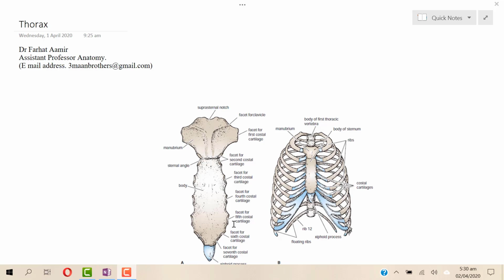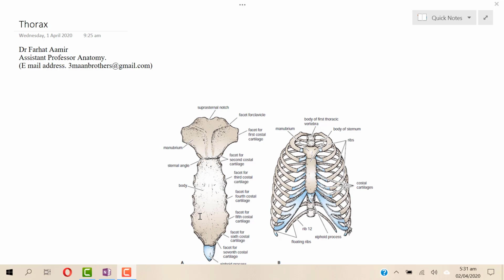If you see this bone very carefully, this is just like a sword. Sternum comes from the breast or the breastbone, but this bone looks like a sword. Manubrium comes from a Latin word manubrae, which means handle. So this is the handle of the sword. The body is the blade of the sword, and this xiphisternum is the tip or the pointed process of the sword.